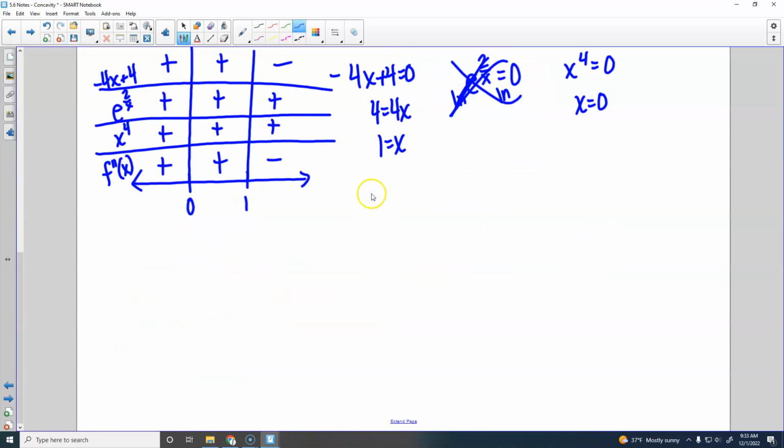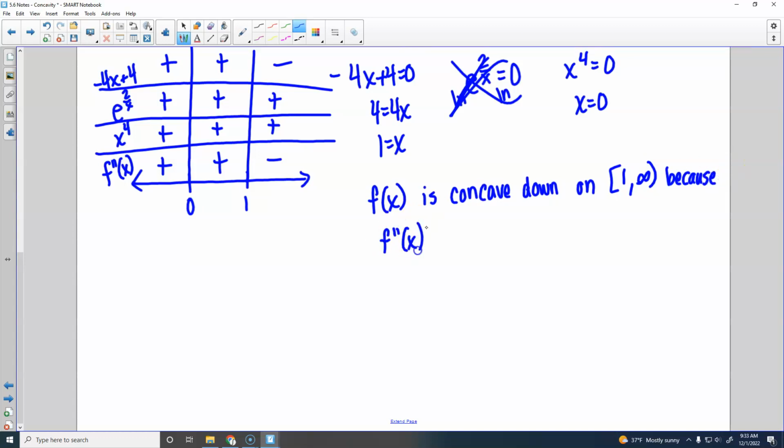But we would say that f of x is concave down on 1 to infinity because f double prime of x is less than or equal to 0 on this interval.